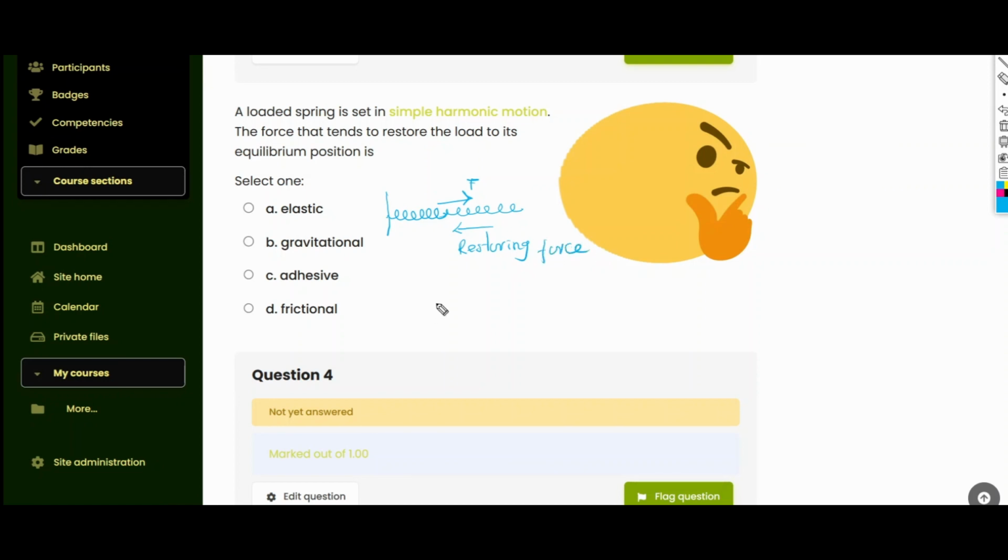So this restoring force is due to what? The energy in the spring, the elastic potential energy in the spring. This is what causes the spring, the restoring force, to try to return it to its position of rest. So the answer is elastic potential energy.